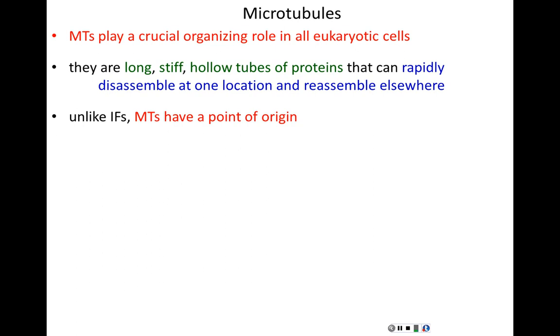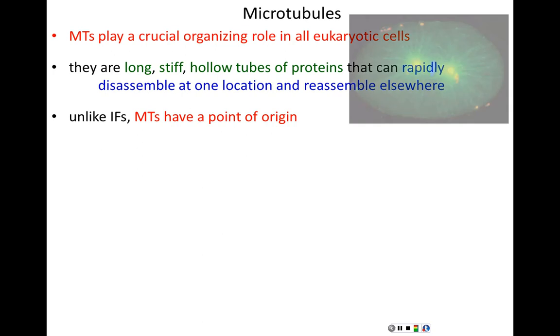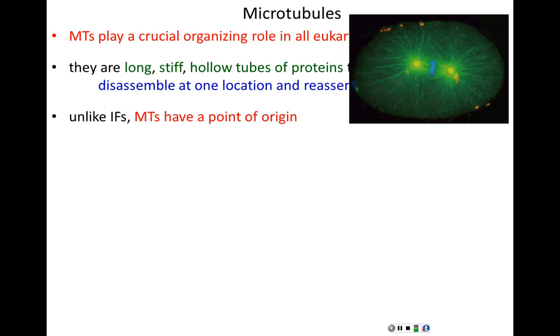Unlike intermediate filaments, microtubules must originate from specific cellular structures. We'll talk about what those structures are in just a moment. But intermediate filaments could potentially form anywhere. Yes, they have to be anchored on both ends, but they can form anywhere. Not the case for microtubules. Microtubules come from one place and one place only. And we see that here. In green, we see the origin points of microtubules, and the microtubules are these green threads coming off of those.